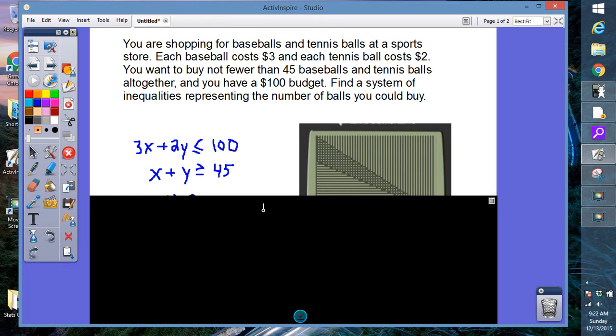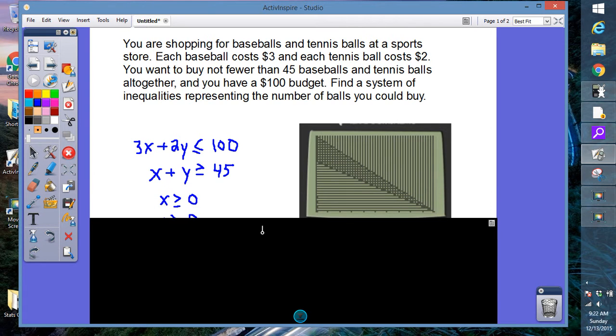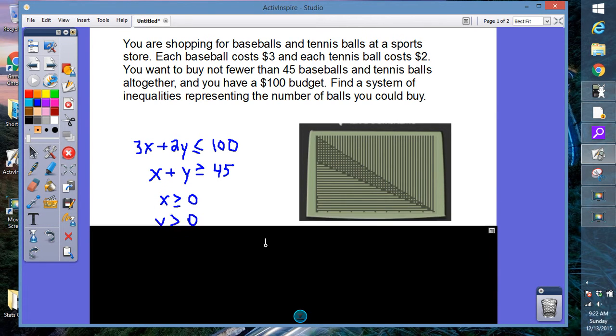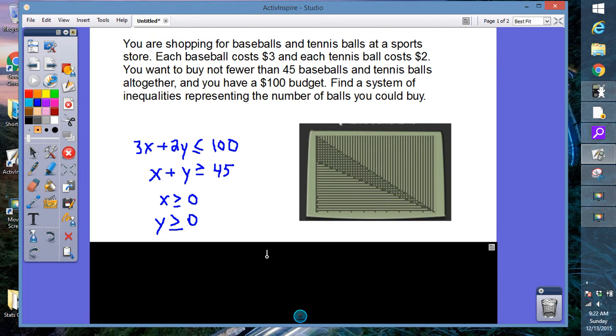Now you do actually have two other inequalities in this problem. You can't buy a negative number of baseballs, and you can't buy a negative number of tennis balls. So those both have to be greater than or equal to 0. So when you're graphing it, you're only graphing in the first quadrant. Okay, now I'm going to let you solve this.